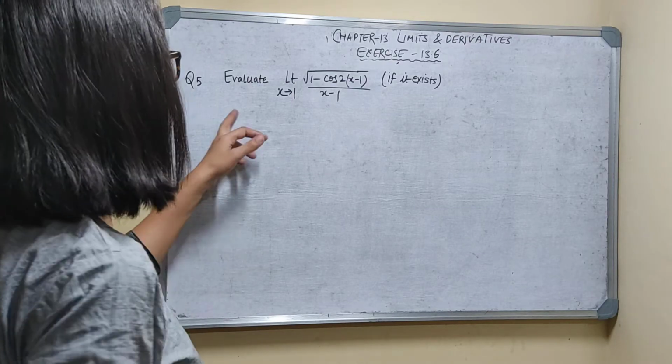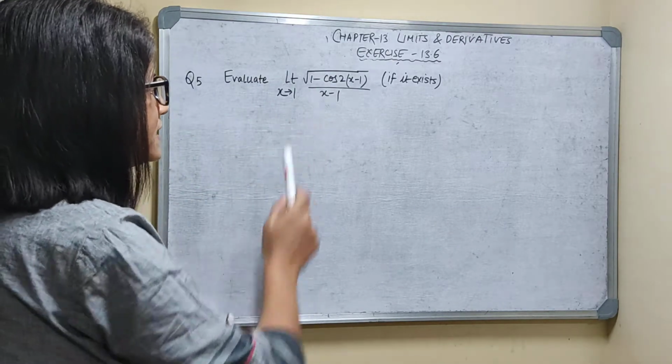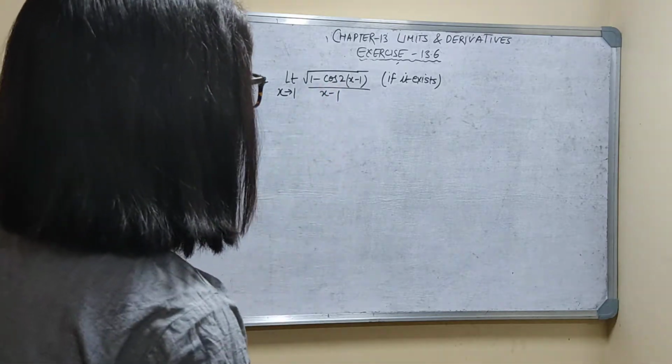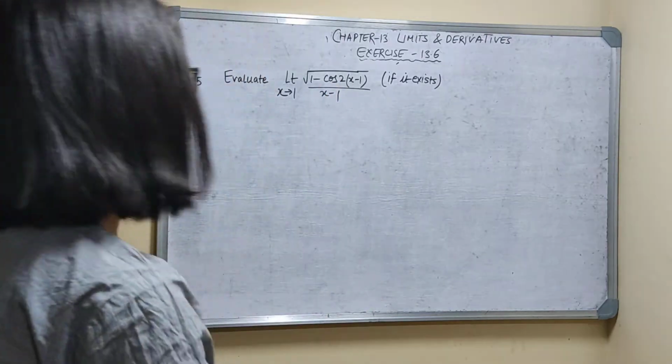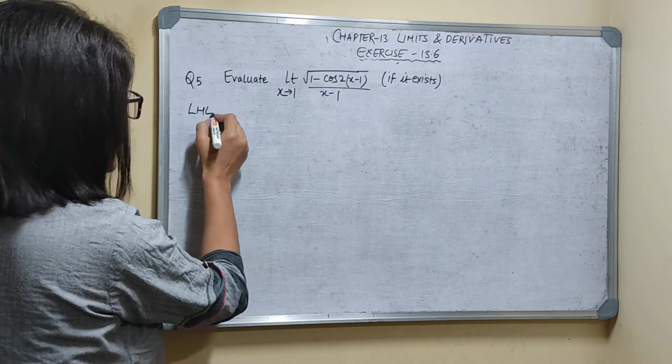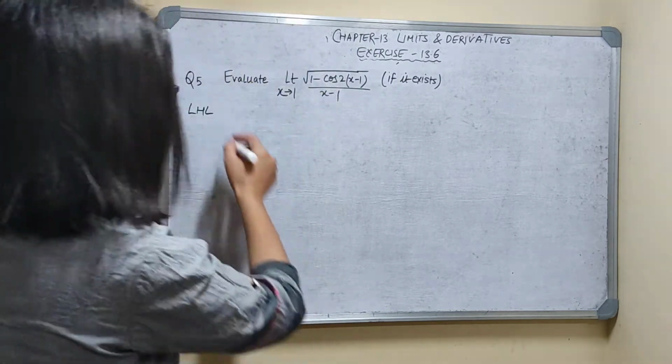Question number 5. Evaluate the limit as x tends to 1 of root of 1 minus cos 2(x minus 1) upon x minus 1, if it exists. So first I will find the left hand limit and the right hand limit. First I am finding the left hand limit.